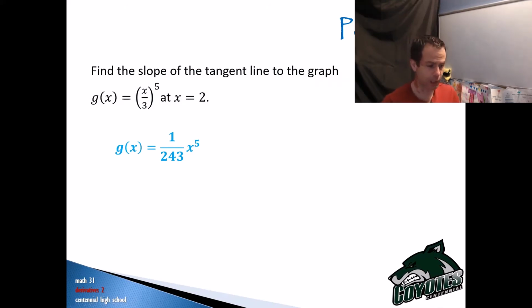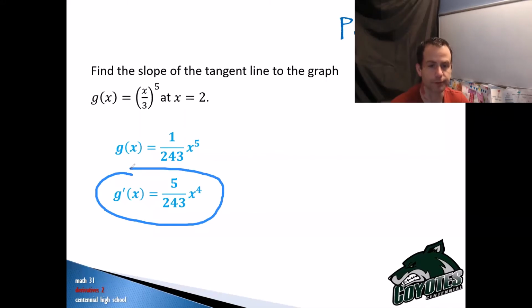Now if I follow the power law, this is going to get multiplied by 5. So it'd be 5/243. And then my x term drops a degree, so that would end up being x to the 4. So I have 5/243 x to the 4. This represents the equation of the derivative. That represents the equation for all slopes. That would be the one I would graph with the original function like we did yesterday.